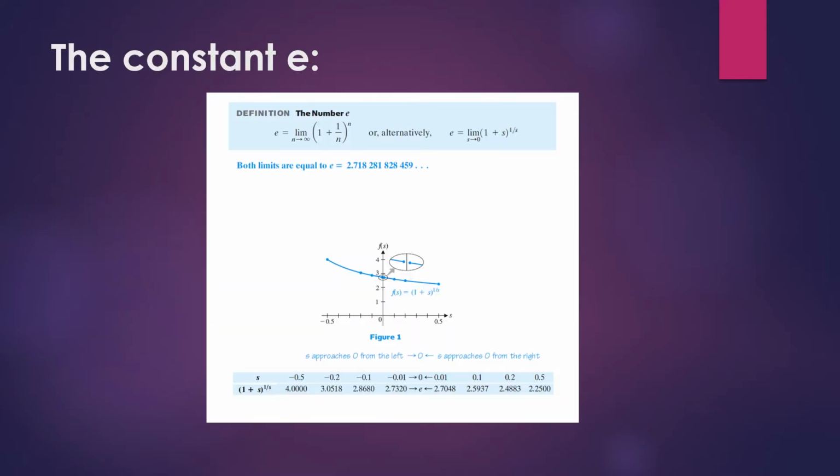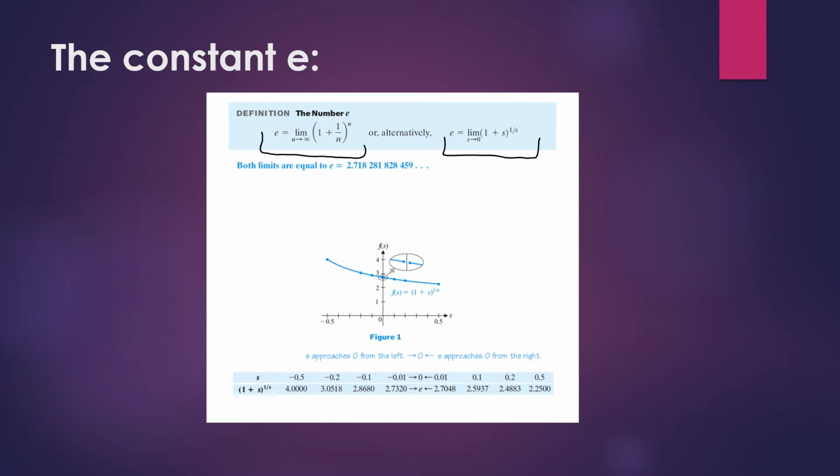So the first thing that we want to talk about is the number e. We've got two different ways to represent the number e, but they're going to give us the same thing. The first is that e is equal to the limit as n approaches infinity of (1 + 1/n)^n, or e is equal to the limit as s approaches 0 of (1 + s)^(1/s).